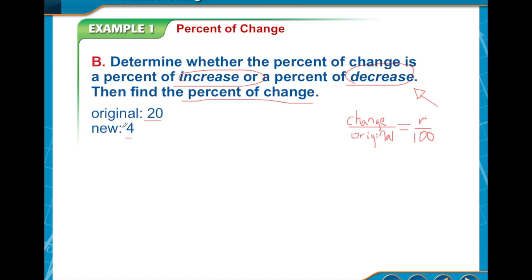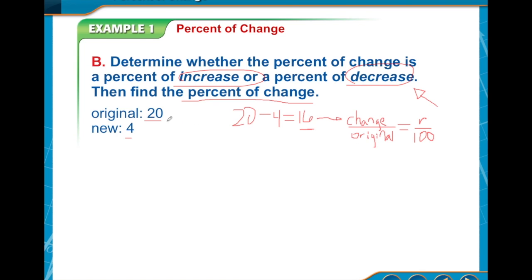So now we can just plug in the numbers that we know. How much did it change? Well, to find that, if we start with 20, we end with 4. How much did it change? Well, that's just 20 minus 4, which we know is 16. So the change is going to be 16. That's going to go there.